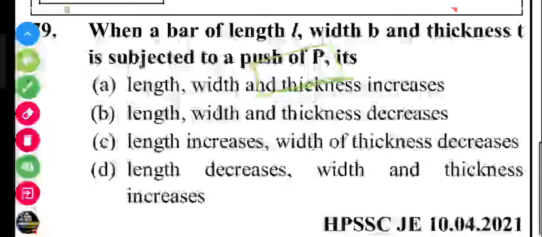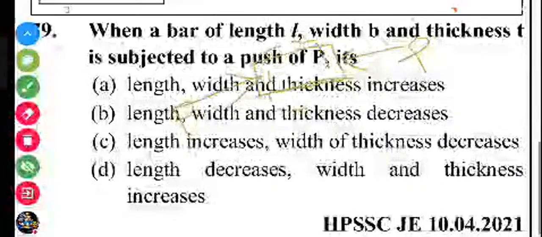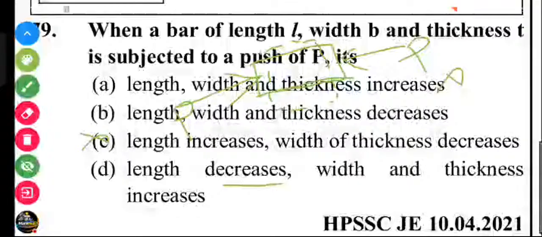This is a bar. If we push it with a force P, what happens? The length decreases. Not increases, the length decreases. Let's check next. Width increases, and thickness also increases. D is the answer.